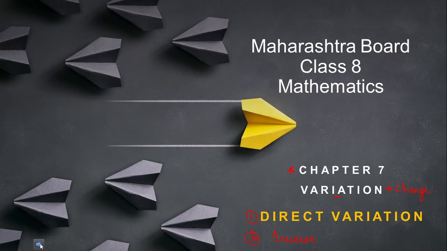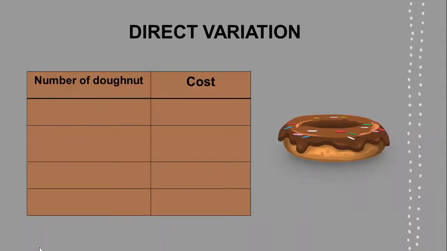Now let's start to see this variation concept. Let's take an example. Children, suppose in the figure you are able to see a donut. Everyone loves it as it is very delicious. Now, one donut is costing rupees 20. If you want to purchase one donut, consider it is costing rupees 20. So let's write down the cost. One donut is for rupees 20.